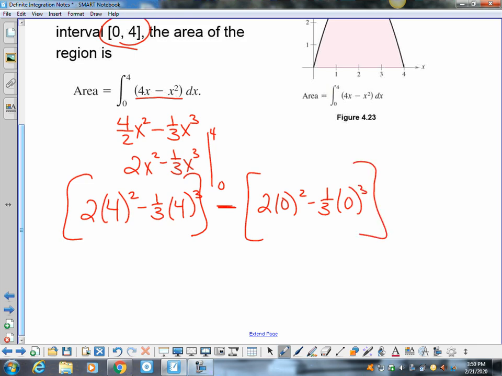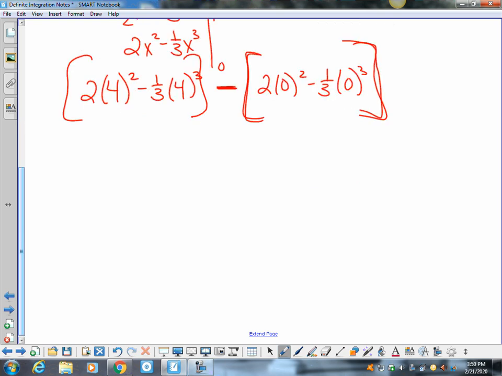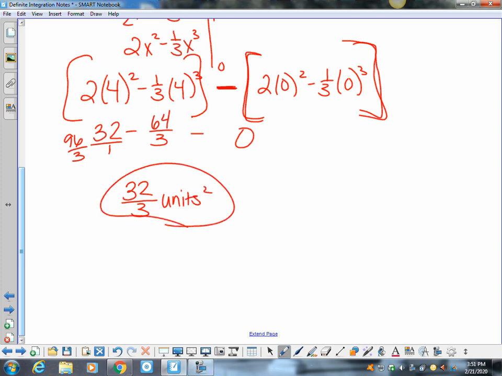The brackets, I think, are important, not so much on the front part because there's nothing going through it, but right here, this minus, make sure you have the whole second part in brackets or parentheses. 4 squared is 16. 16 times 2 is 32. 4 cubed is 64. And then all of that is going to be a 0, which is really nice. I want to put this over 3. So 96 over 3, and then subtract, gives 32/3. Units squared because it was specifically talking about the area under that curve.